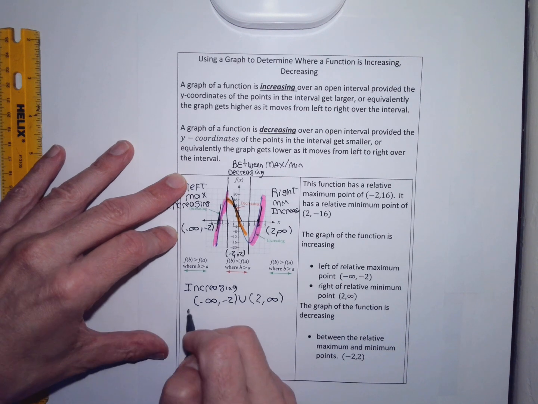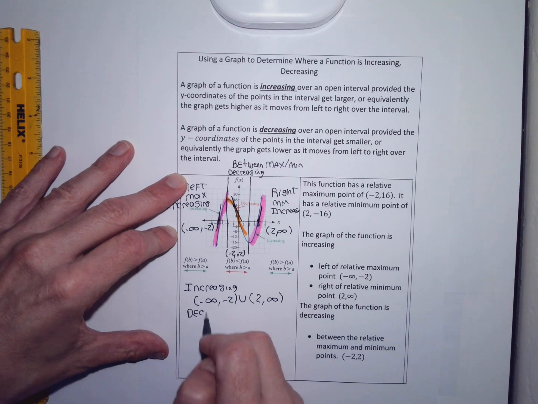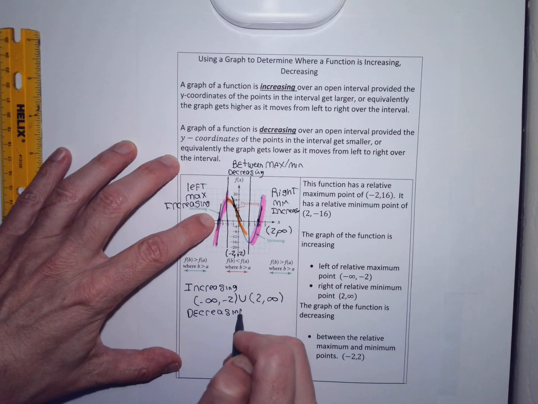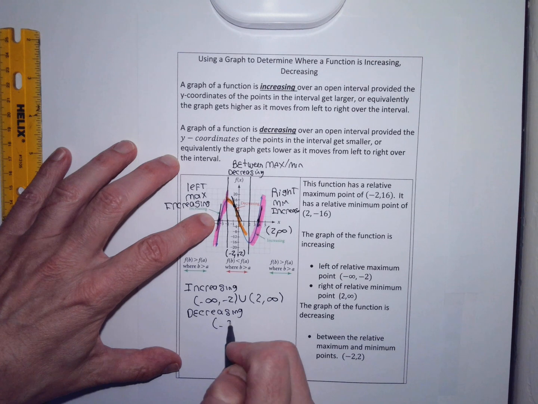And then if I wanted to describe the interval where this graph is decreasing, there's just one of them. I would say this graph is decreasing in the interval -2 to 2.